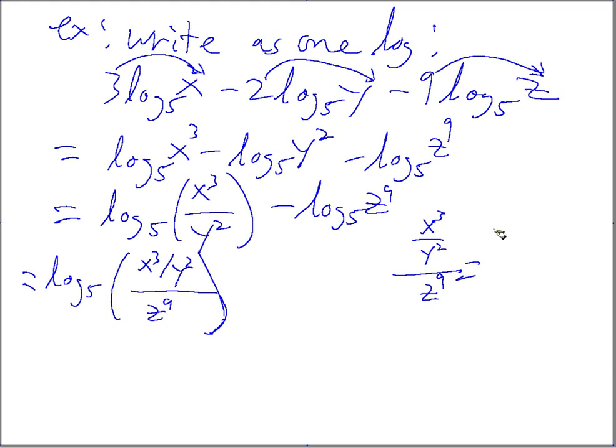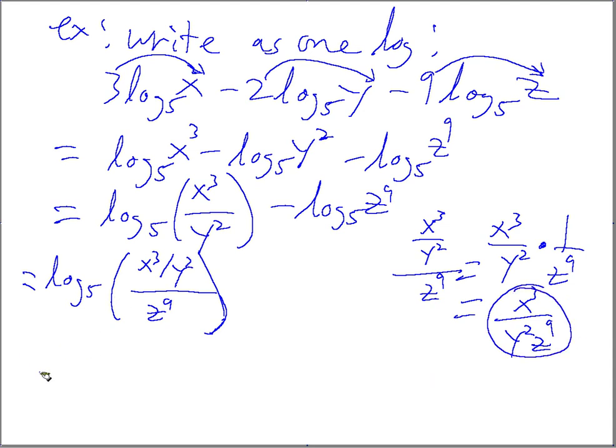But that's equal to x cubed over y squared times 1 over z to the 9th. Is it not? If you're dividing by z to the 9th, just multiply by the reciprocal of it, right? So really, this complex fraction simplifies to just what? x cubed over what? y squared and z to the 9th. Can we see that? So this complex fraction should be rewritten as this fraction here.